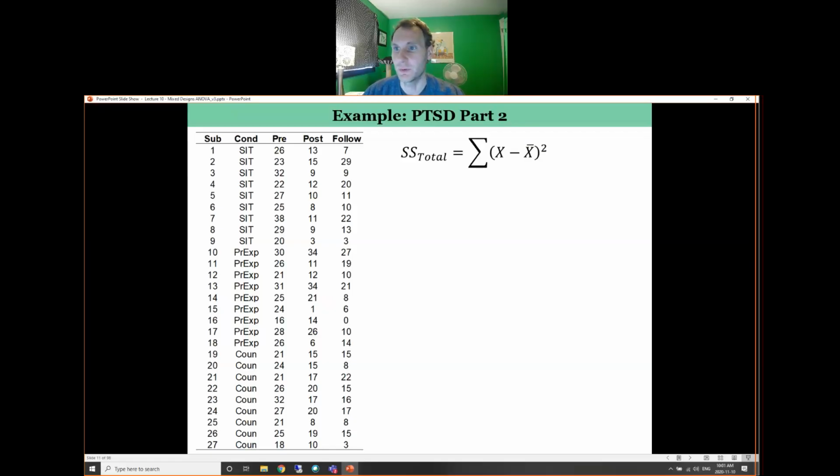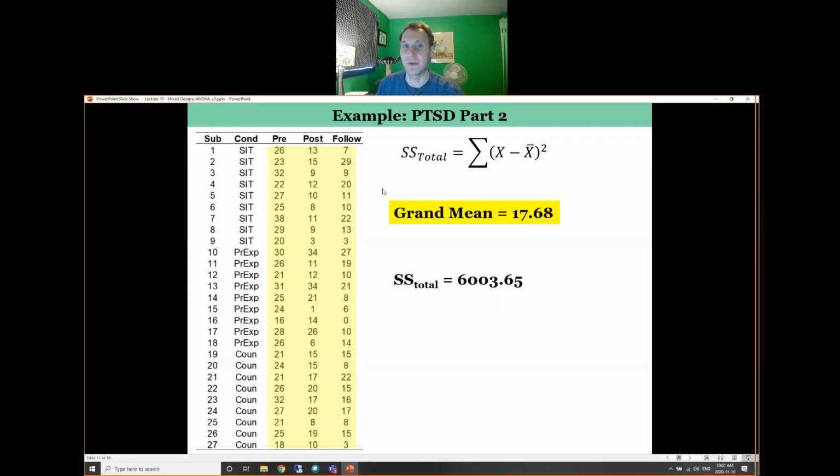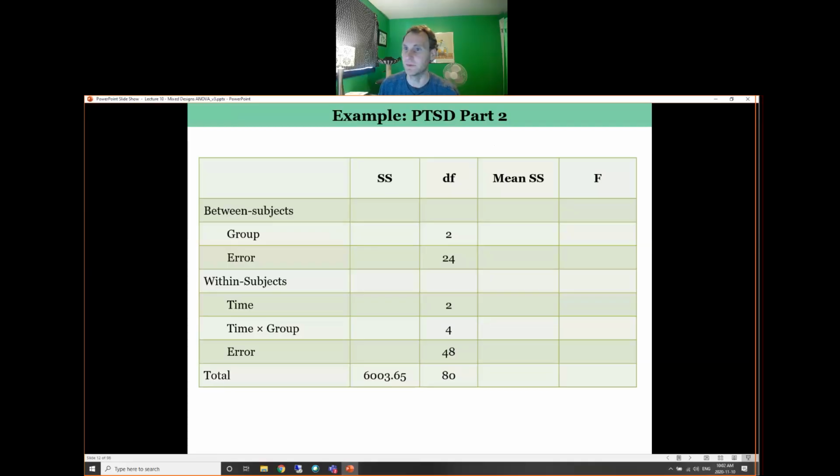Computing our sums of squares total is the same as always. We have to find our grand mean, which is our mean ignoring all the factors. It doesn't matter what condition you're in or what period of time it is. It's just the mean of all the data. In this case, it's 17.68. And recall that we can subtract that mean from each score, square the result, take the sum. In this case, it's 6,003.65. So I can go ahead and fill that into my source table.